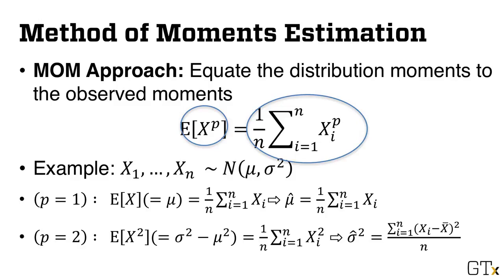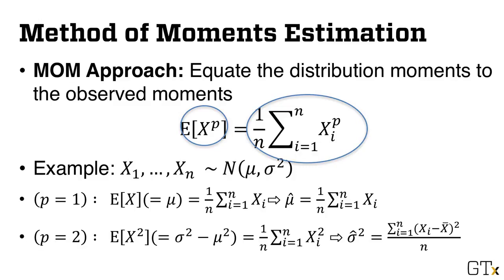If we have data from a normal distribution and we want to estimate the mean mu, we equate the first moment, the expectation, to the sample mean. Note that the first moment is actually equal to the parameter mu. Solving this equation will give us the estimator mu hat, which is the average of the x i's.